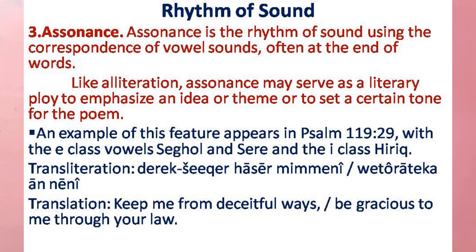An example of this feature appears in Psalms 119 verse 29. There, the E class vowels sholem and sere, and the I class vowel hireq, are used in those two lines. The transliteration is like this: derek sheqer hasser mimmeni, torateka honneni. So whenever you hear the sounds, you will get a rhythm or a correspondence. Vowel sounds are the assonance here. The translation is: Keep me from the deceitful ways. Be gracious to me through your law.